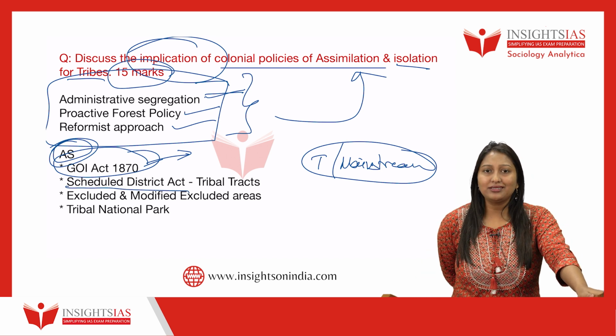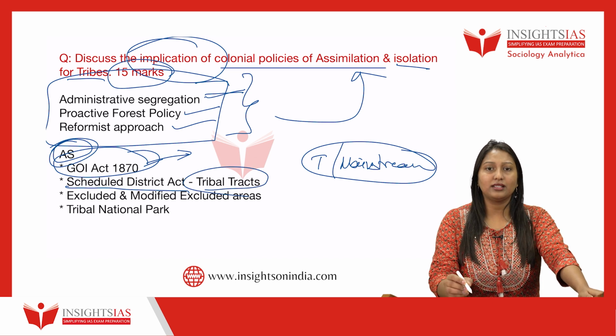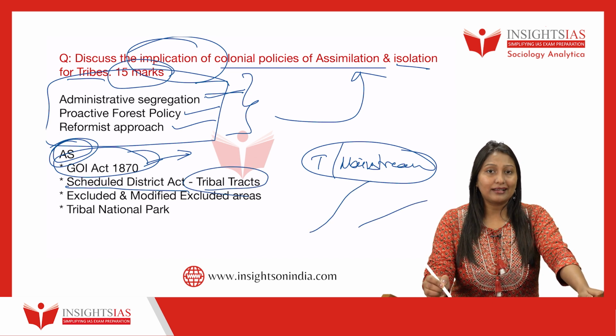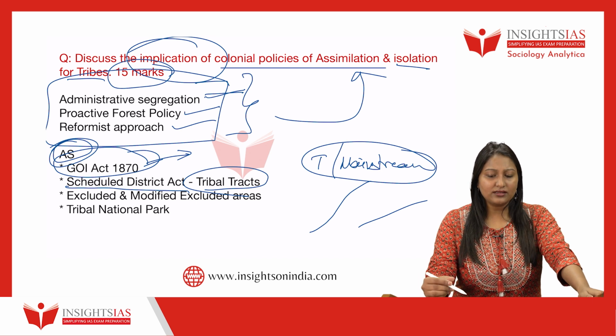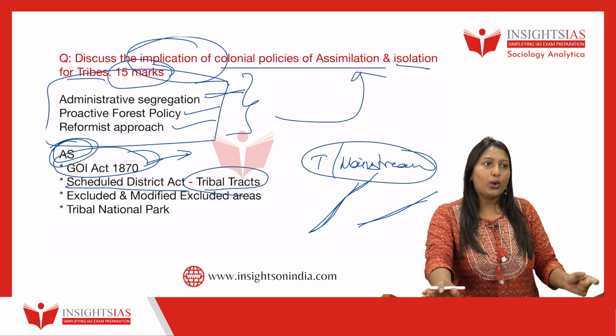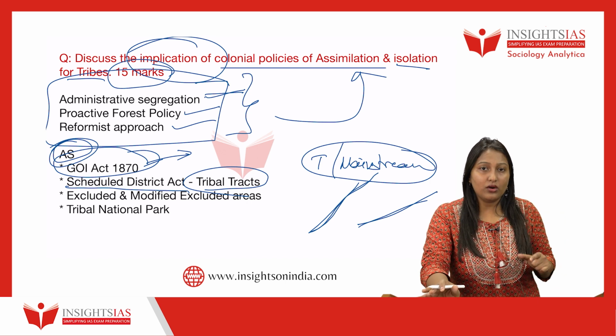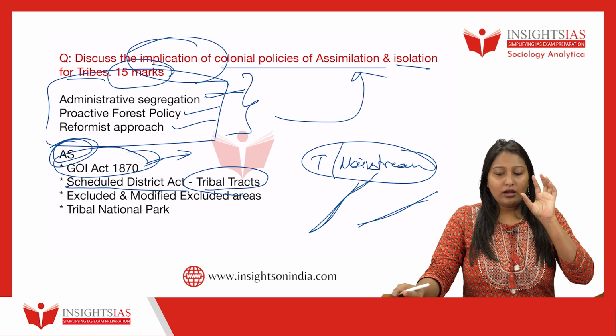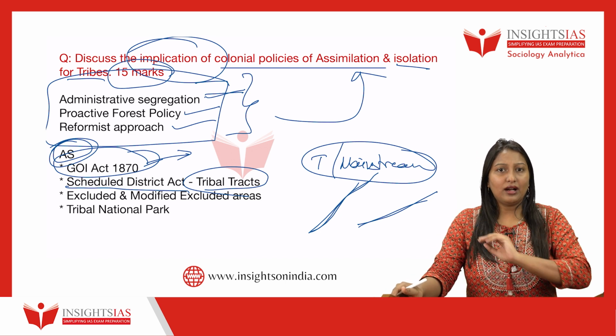Next, they established the Scheduled District Act. In this Scheduled District Act, they have established tribal tracts, like the way we have elephant tracts, tiger tracts, etc. Same way, tribal tracts. Tribal tracts is basically where the tribes stay. So other mainstream people cannot go and do any of their economic activity. No economic activity is allowed for the mainstream caste people.